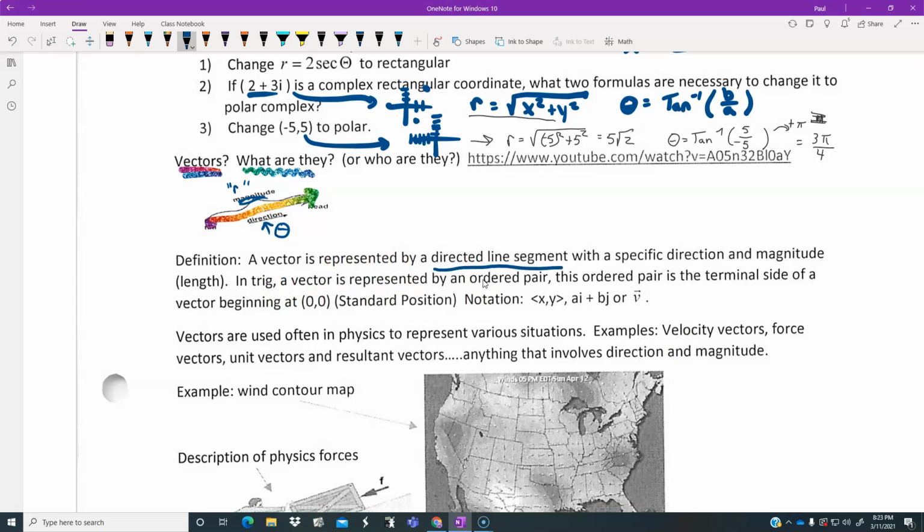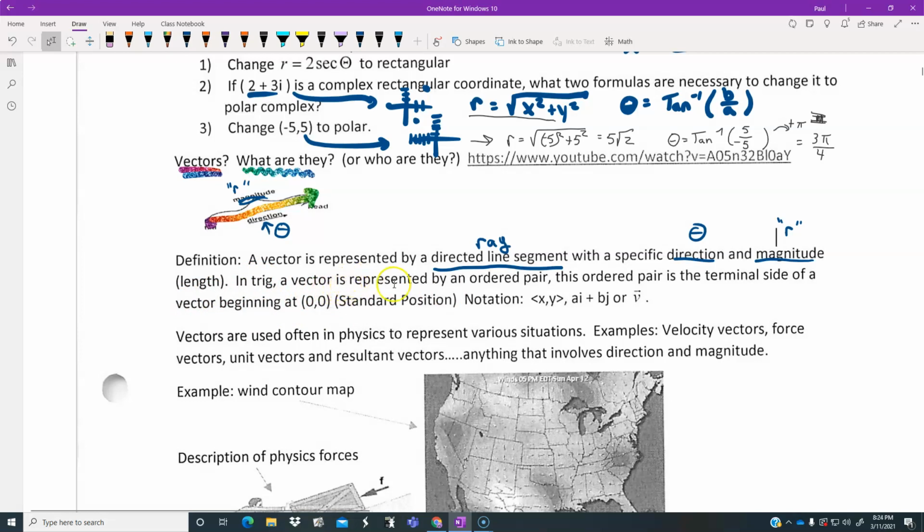Now, if I say directed line segment, I mean a ray, because it has a specific direction that it's going in, with a specific direction, theta, and a specific magnitude, or R kind of concept, okay? We're going to talk about a certain size or a certain amount of force that it's talking about.